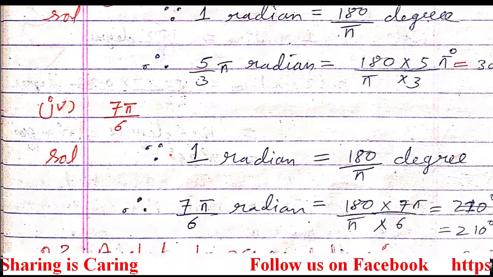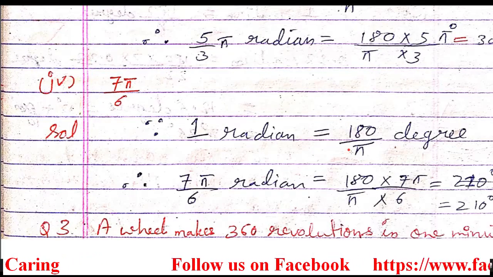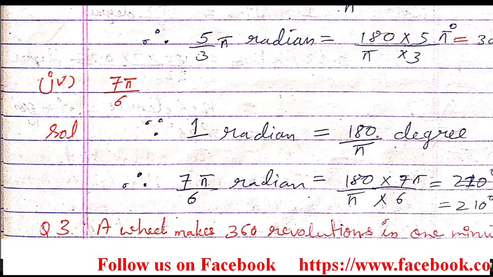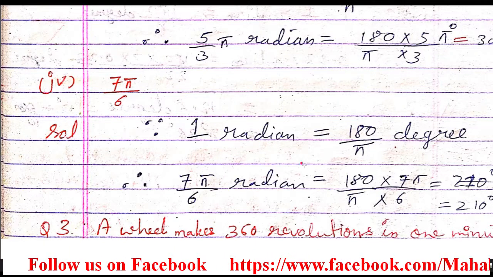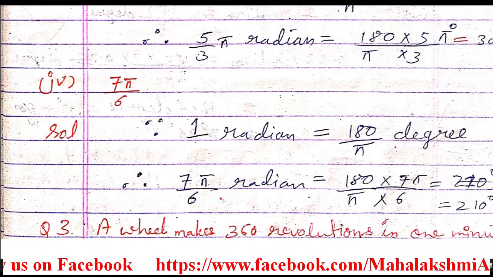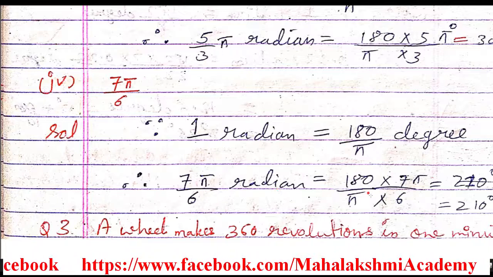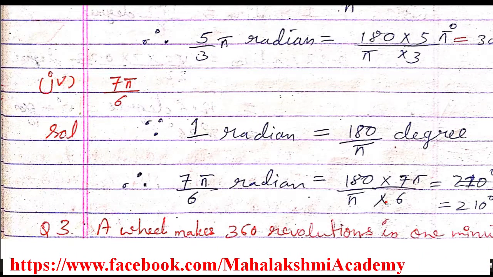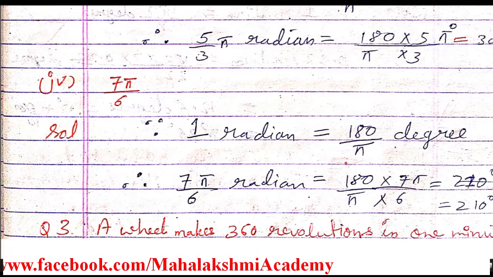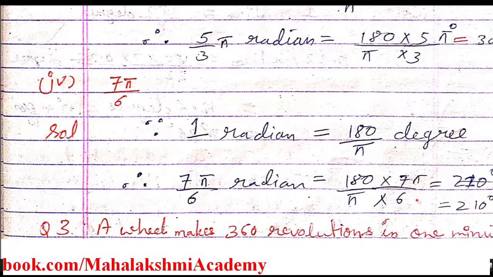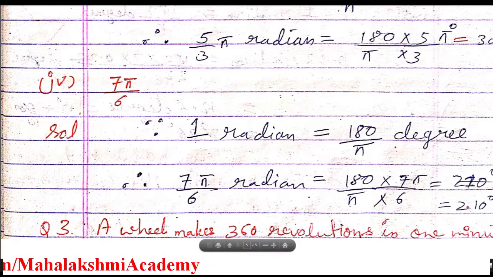Now the next, fourth part. In the fourth part, students, 1 radian is equal to 180 upon pi degree. This is a formula. Since 1 radian equals this much, 7 pi upon 6 radian is equal to, you have to multiply them. Again pi and pi cancel. 6 cancels this, you will get here 30. 30 into 7 is 210 degree.